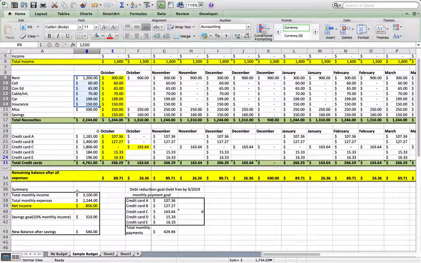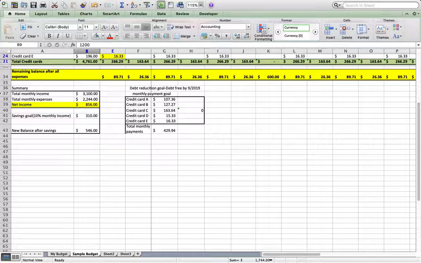So after this person looks at their summary, they see that their income is $3,100 and their total necessity expenses are $2,200, which leaves them with a balance of $856. That is your income minus your expenses. This is what you have left to pay your credit cards, to save, to invest, whatever.